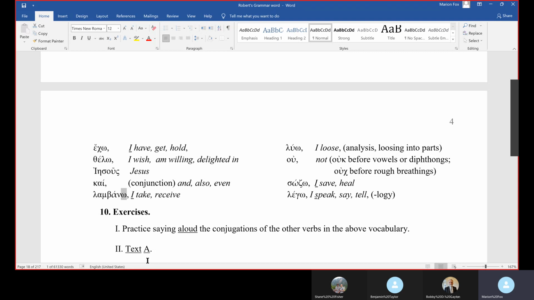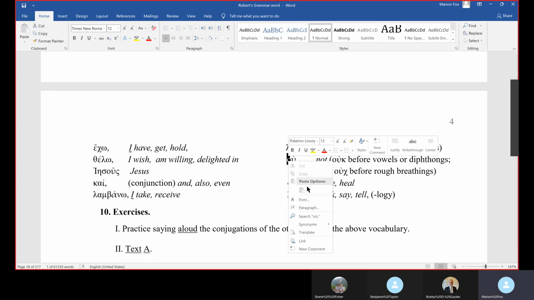So now let's conjugate it. Lambano, I take, I receive. Lambaneis, you take, singular, or receive. Lambanei, he, she, or it takes or receives. Lambanomen, we take or receive. Lambanete, you, plural, take or receive. Lambanousi, they take or receive. We've already done luo, so we won't go back through it again.